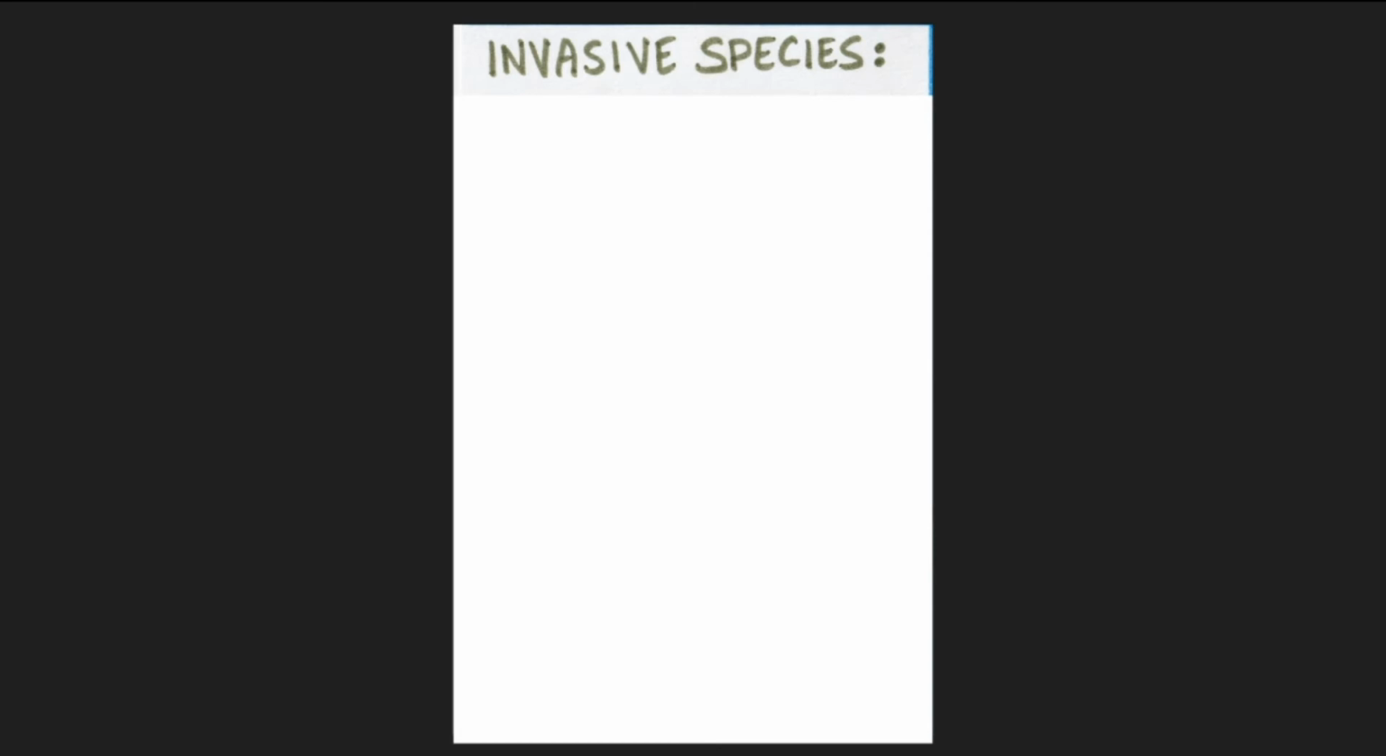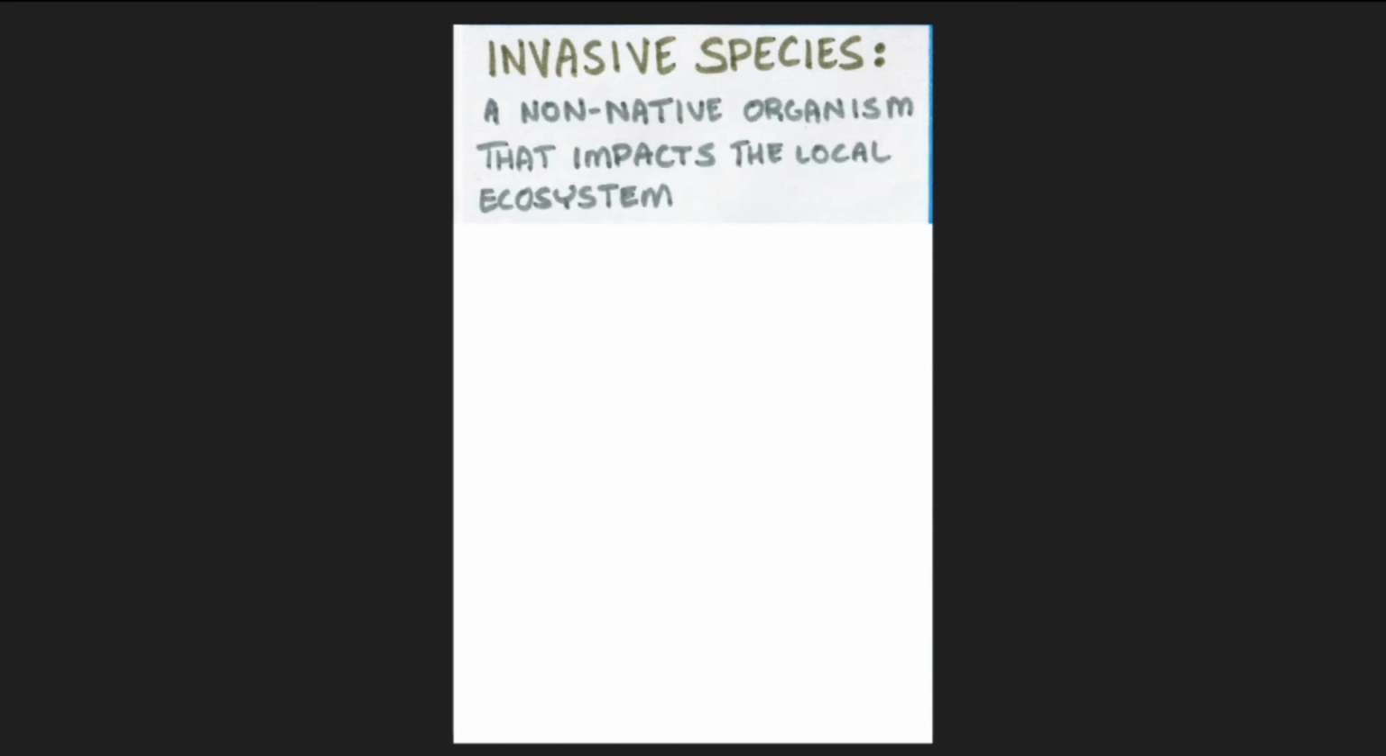An invasive species is a non-native organism that impacts the local ecosystem. So there are, again, two major things that you need to get from this. First of all, it's a non-native organism. So it is an organism that is not typically found in that community. There are a couple different definitions. Some people say that an invasive species is something that has to come from perhaps another biome or another continent, whereas some say that it's just from another community. It's just something that's not from around that ecosystem.